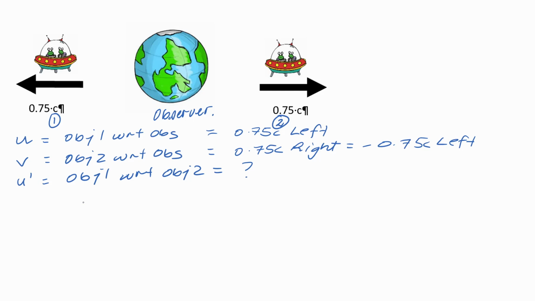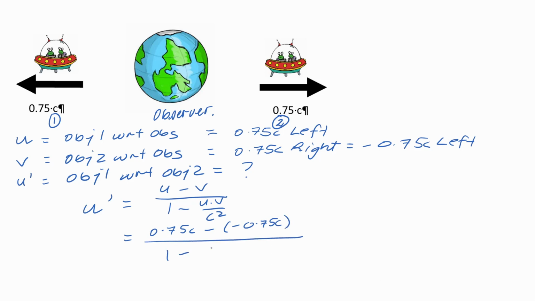So the equation I'm going to use is the u dash one. Never try and rearrange these. Always make sure that the thing you're looking for is the quantity that's out the front. So I've got u take v over 1 take away u times v over c squared. Let's pop those numbers in. So I've got 0.75 c take away negative 0.75 c divided by 1 take away 0.75 c times negative 0.75 c divided by c squared.